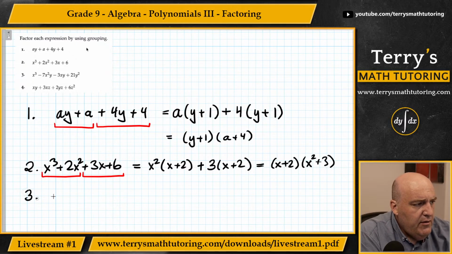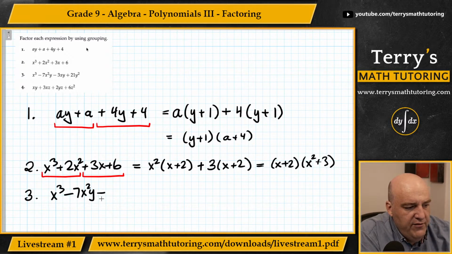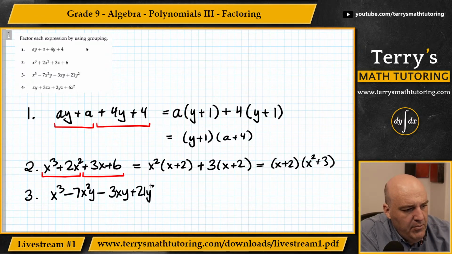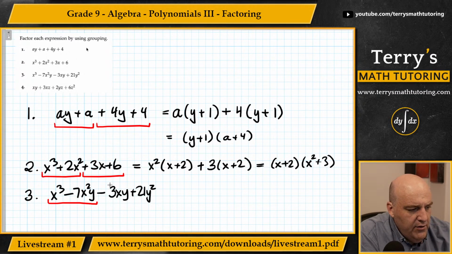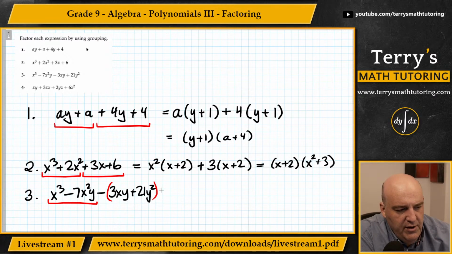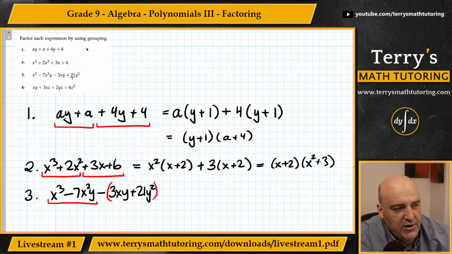Number 3 here. I'm noticing we have a minus sign here. But again, we just look at these in pairs. I see sometimes students write brackets here. This is dangerous because when you write brackets here, you've actually changed the expression, because if you were to multiply out the brackets again, you get minus 3xy minus 21y squared. But the question is not minus 21y squared, it's plus 21y squared. So I don't write brackets there.